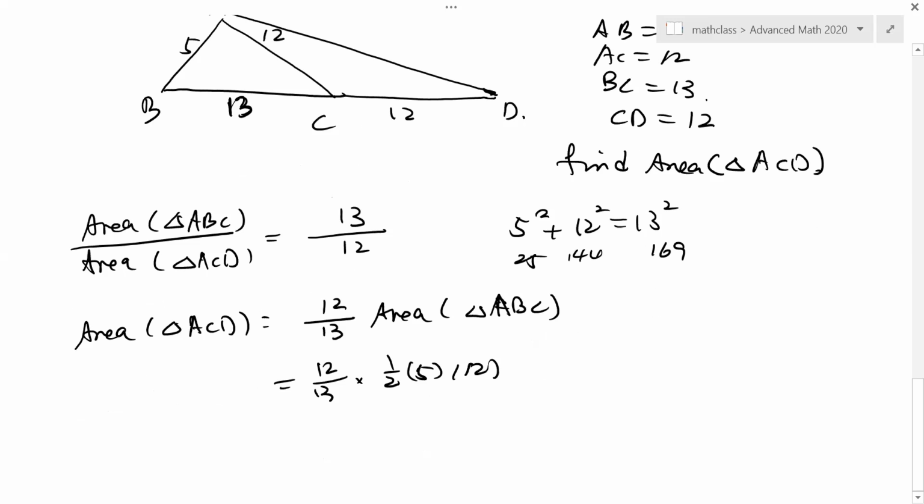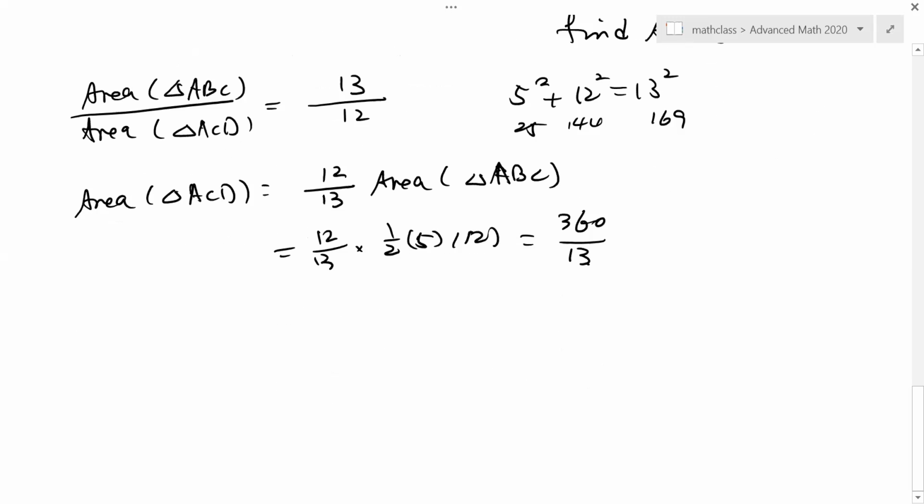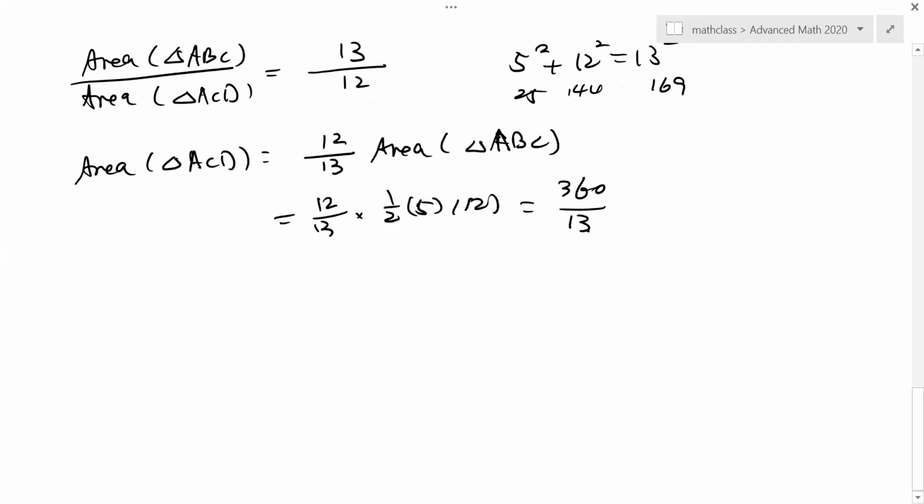Let's do the simple computation. You get 6 times 5 times 12, 360 over 13. That is the answer. Now, if it's an arbitrary triangle with three sides given, then you have to use Heron's formula to get the area. This is a very good problem.